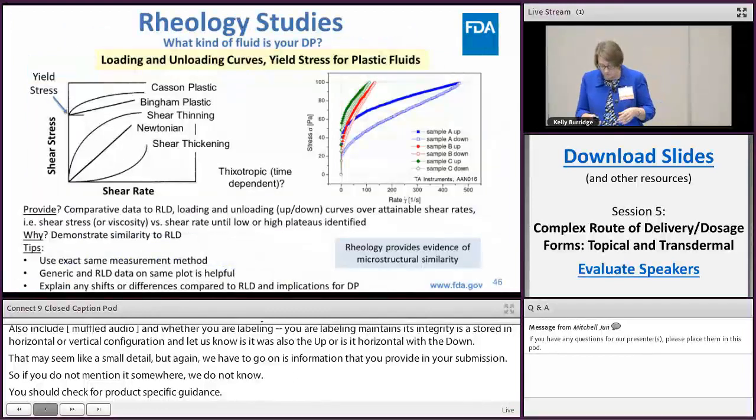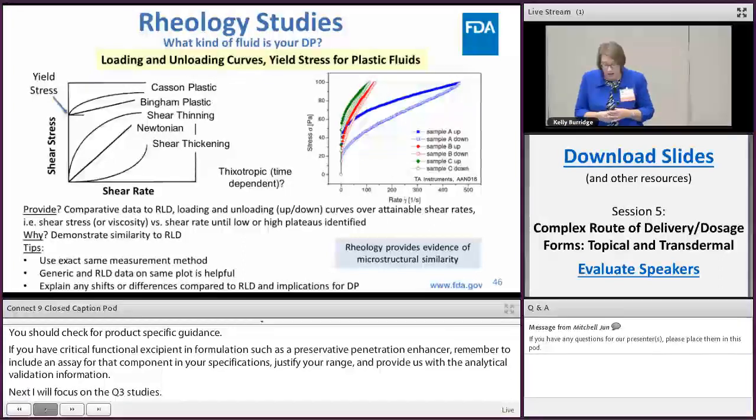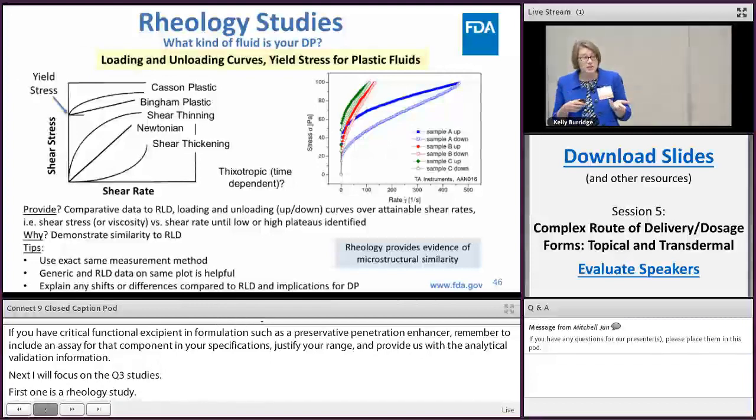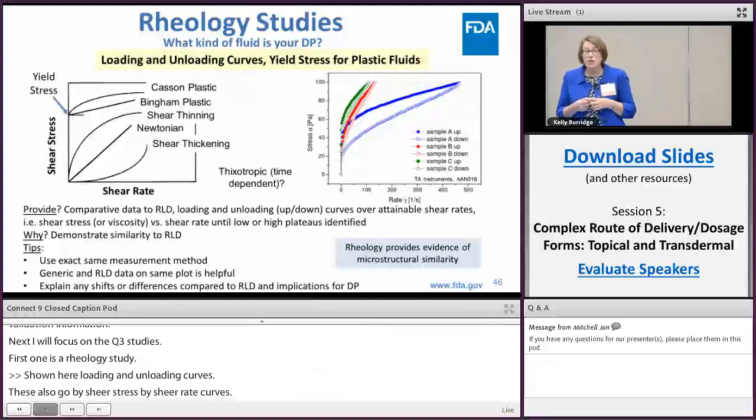Next, I'm going to focus on these Q3 studies. So the first one is a rheology study. Shown here are loading and unloading curves. These also go by the name of shear stress versus shear rate curves, or you may have heard them referred to as up and down curves. These curves really provide a wealth of information about what type of fluid your drug product is.